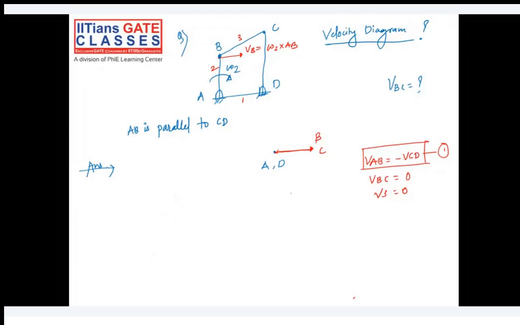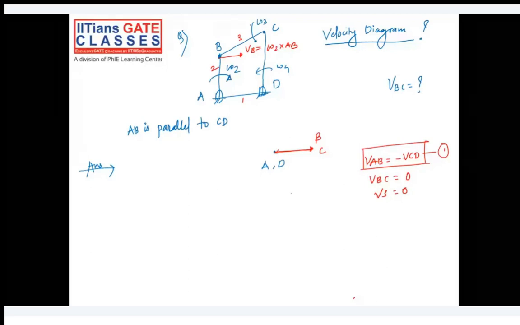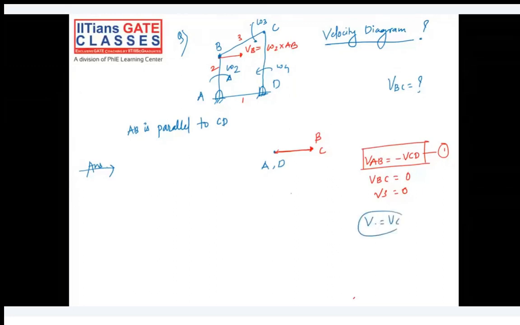Even if you assume it as omega 3, for example here this omega 3 or this omega 4, the problem is if you calculate the velocity of point B, or velocity of point C, it is equal, that is what you can conclude out of it. So there is no relative velocity between them, that's why the velocity of third link is 0. I hope it's clear.